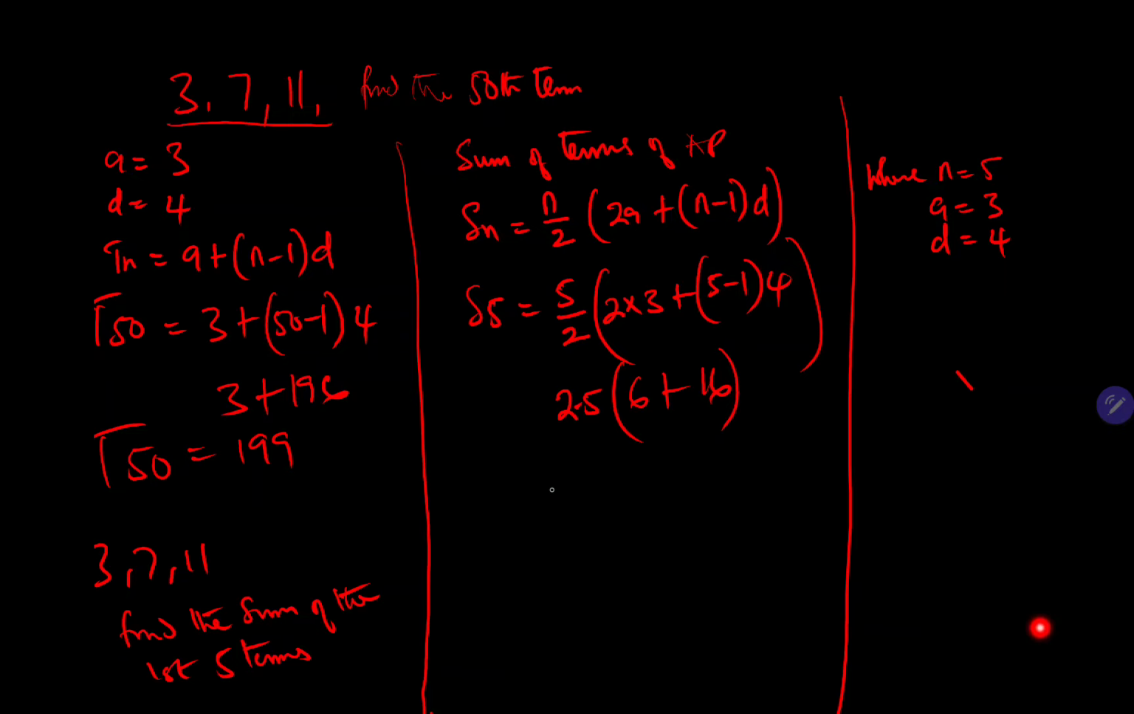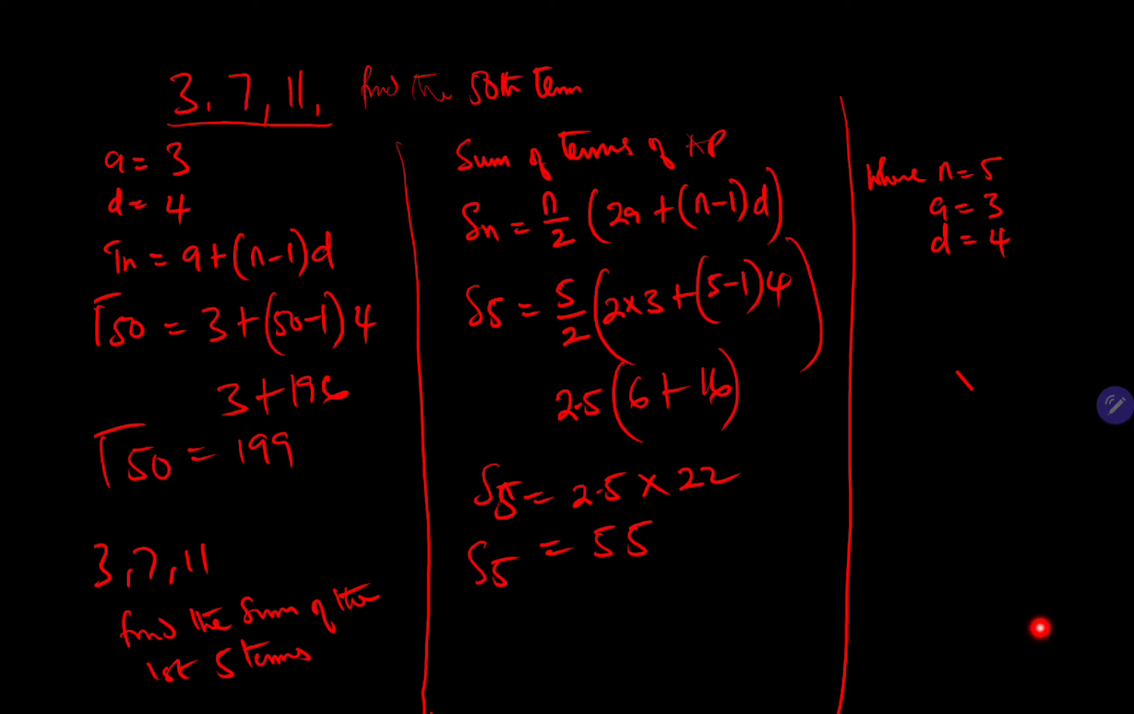Okay, so the sum of the first 5 terms will be equal to 2.5 times 22, and that is the same thing as what? That should give us 55. So the sum of the first 5 terms is equal to 55. Now let's put our answer to the test. Let's check if what we have done is correct by adding it manually.